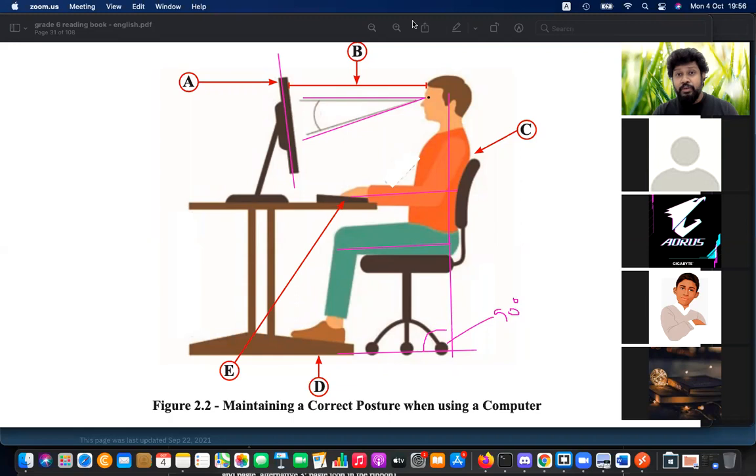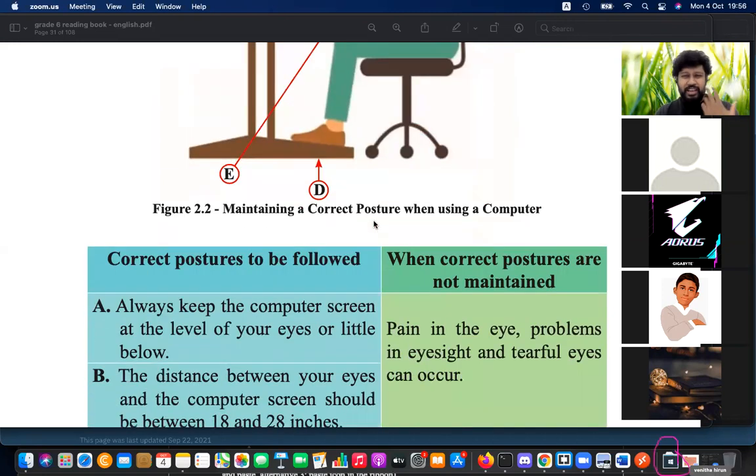Otherwise, it will give long time troubles. Not short time, but long time troubles to your health, like eye pain, eye strain, maybe even a situation like glaucoma, eye pressure. Because if you are looking at a screen for a very long time, your eye will be pressurized.